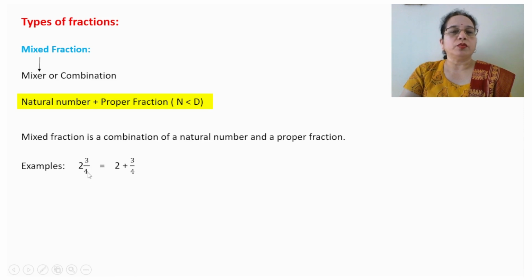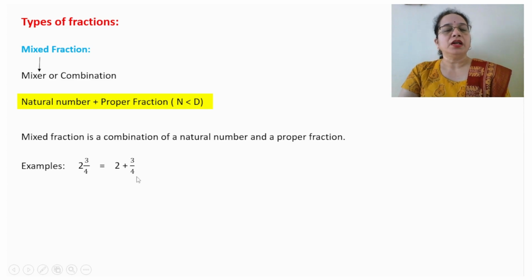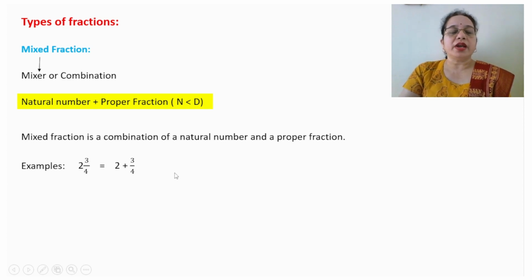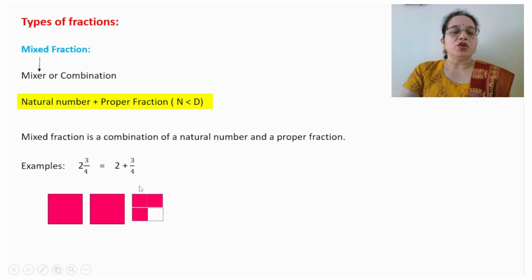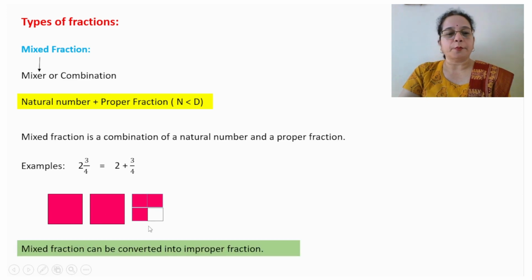3 by 4. How do we read? 2 is to 3 by 4. What does it mean? 2 plus 3 by 4, 2 complete parts plus 3/4 part. This combination is known as mixed fraction. So how can we denote this with the figure? These two complete parts, and in this the fourth part we consider only the 3/4 part. So 2 plus 3 by 4.